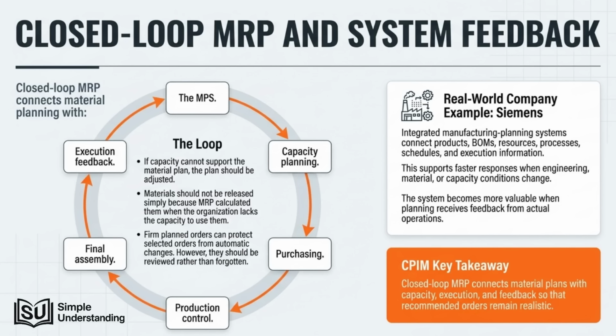Closed-loop MRP connects material plans with the capacity, the master schedule, creation and change information from the bill of materials, inventory records, purchasing, production control, final assembly, and execution feedback. If capacity cannot support the material plan, the plan should be adjusted. Materials should not be released simply because MRP calculated them when the organization lacks the capacity to use them.